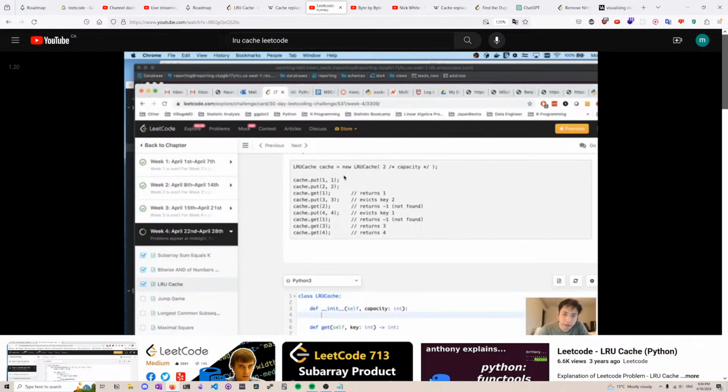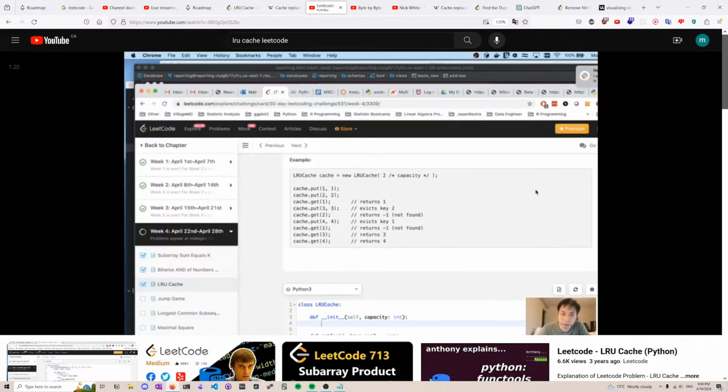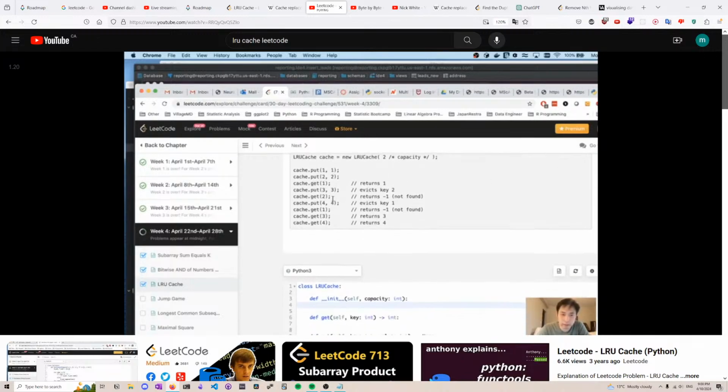Here's the LRU cache. You initialize it with a capacity of 2, so now it's only able to hold 2 keys, right? So it's going to put key 1 with a value of 1, put key 2 with a value of 2. We're going to get key 1, which is going to return a value of 1. If we put key 3 with a value of 3, that's going to evict key 2, right? Because we've already gotten 1, so the least recently used one would be 2. And if we look for 2, that's going to return -1 because it doesn't exist, and so on and so forth.